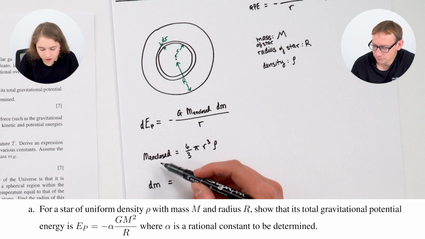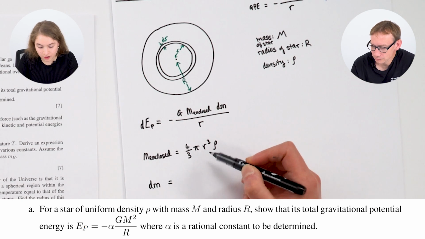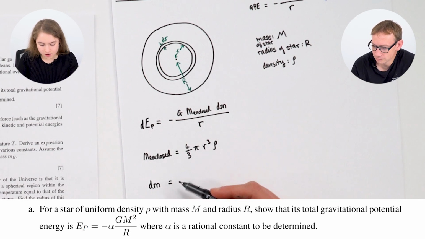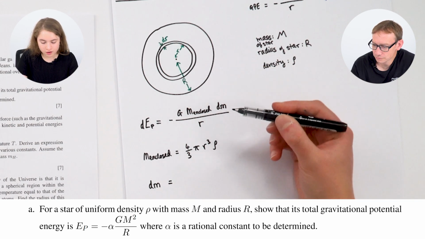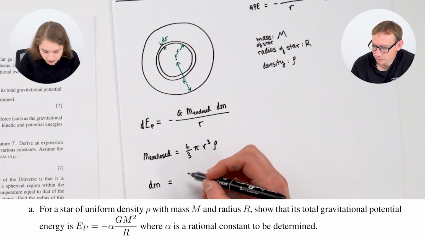In the same way that the enclosed mass is the enclosed volume times the density, this infinitesimal mass is going to be the volume of each shell multiplied by the density. And because each shell is so thin, you can approximate its volume as simply the surface area of the shell multiplied by its thickness, if you imagine spreading it out.